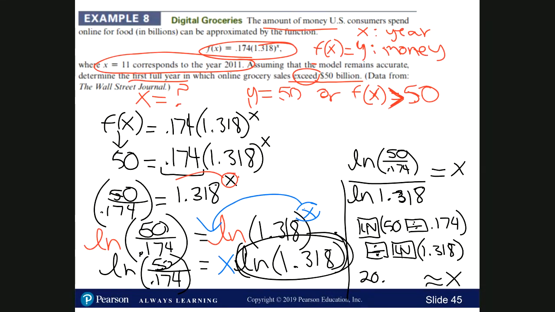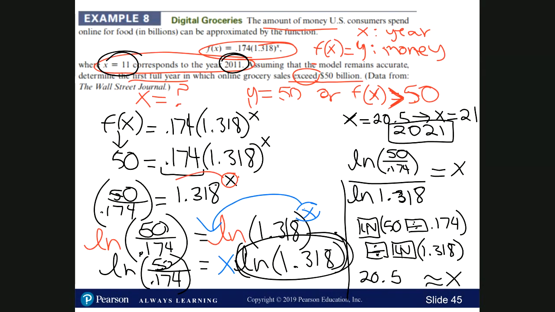20.5. Now remember, if we were to change that into a year, x equals 11 was corresponding to the year 2011. So since we got x equals 20.5, we're going to go ahead and round that up to x equals 21. And so that will correspond to the year 2021. And so that will be the year when the sales will exceed 50 billion.